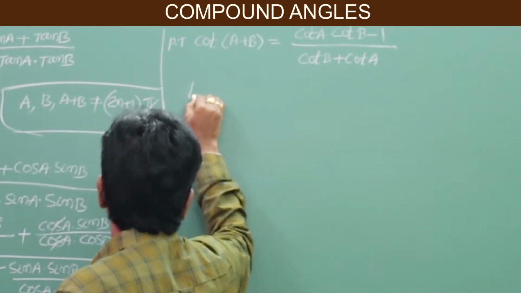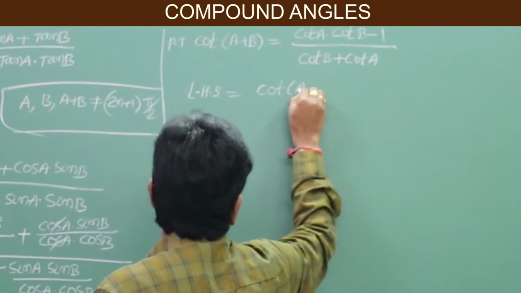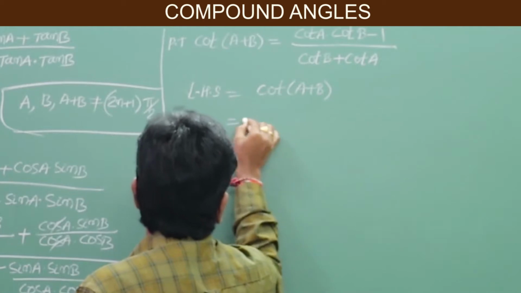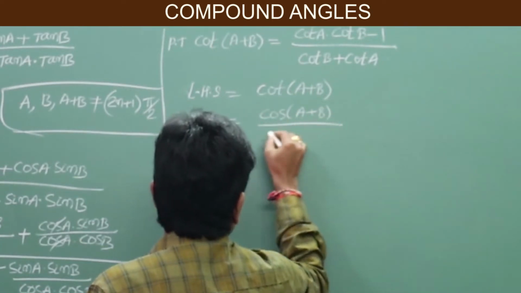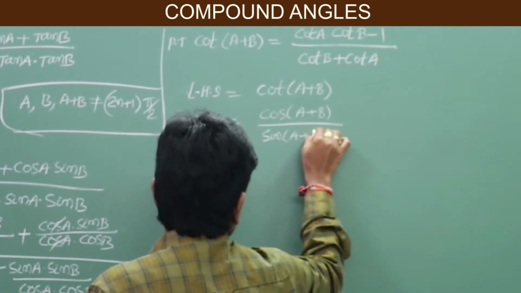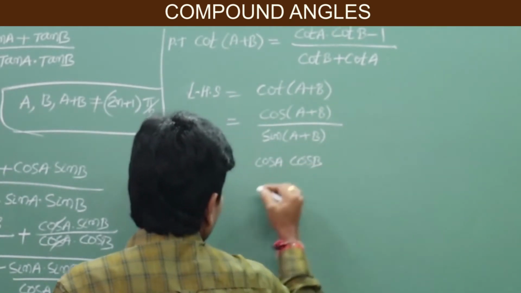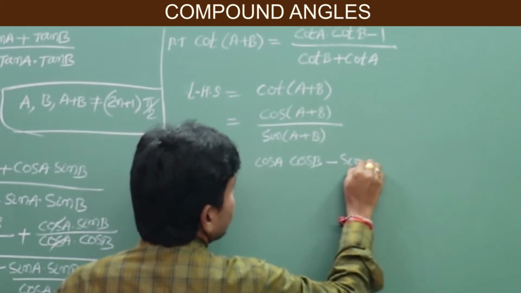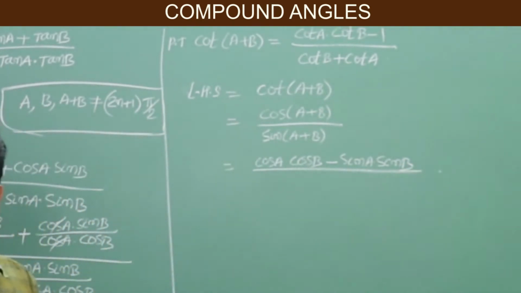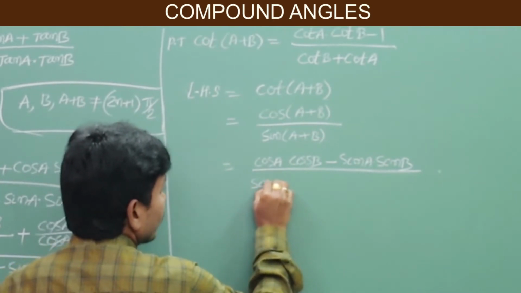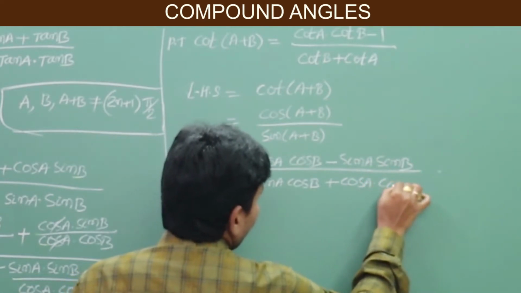What is the LHS? Left hand side value is cot of a plus b. What is the formula for cot of a plus b? Cot of a plus b is nothing but cos by sin, no? So cos of a plus b by sin of a plus b. And again you expand it: cos a cos b minus sin a sin b, whole by, yes or no? The sin of a plus b formula is the same: sin a cos b plus cos a sin b.